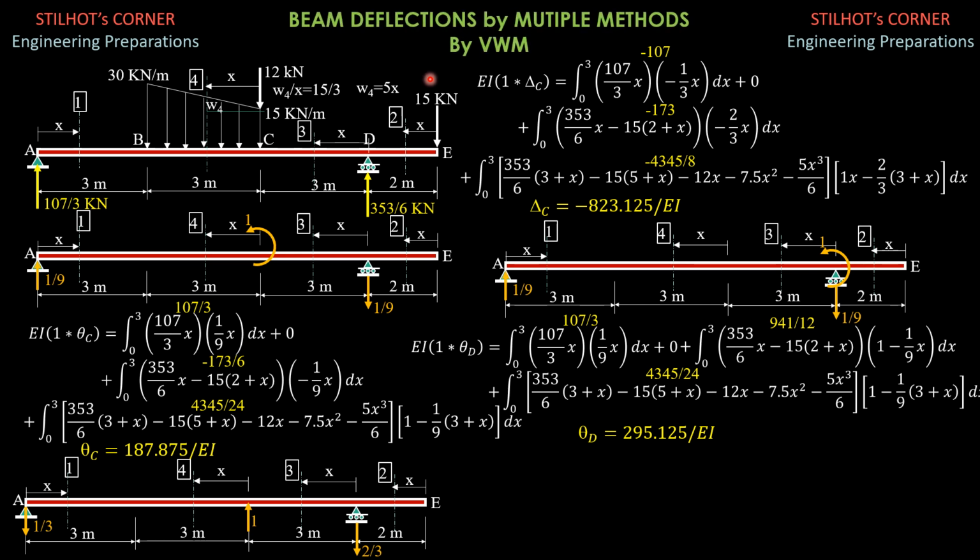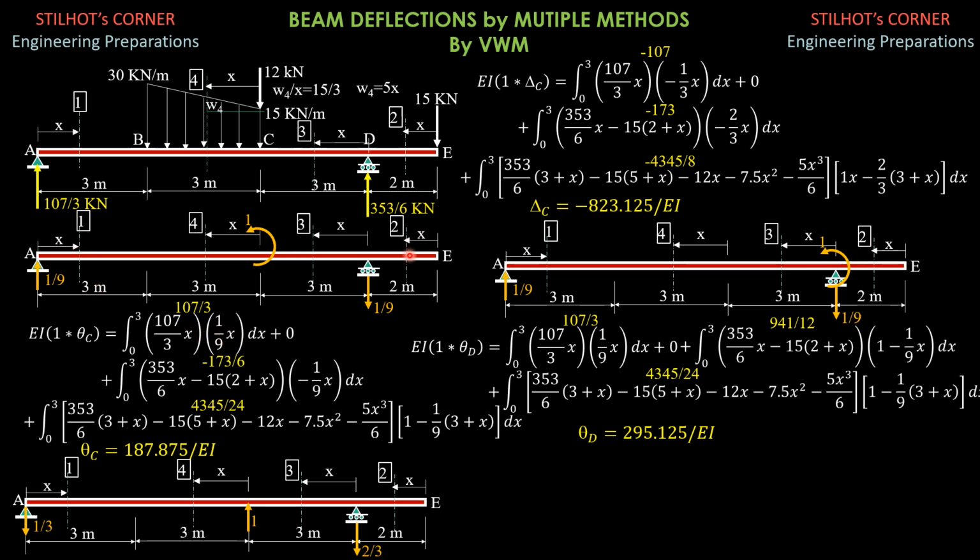So next, for the rotation at C, we apply a unit couple at C. This is counterclockwise, assume always positive. So the reaction here is again 1 over 9, and this is 1 over 9 downward. If you sum up moment about this D here, you can easily verify that. So the first integral, EI 1 times theta C, copy the original big N, then the moment at section is the same, 1 over 9x.